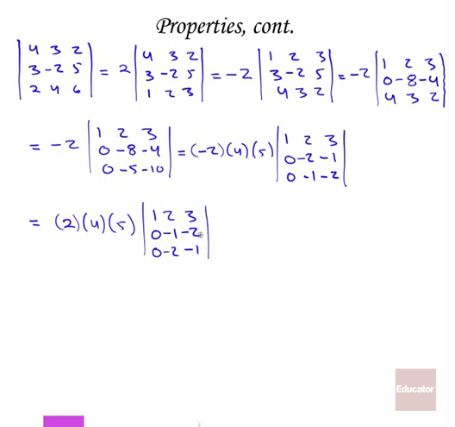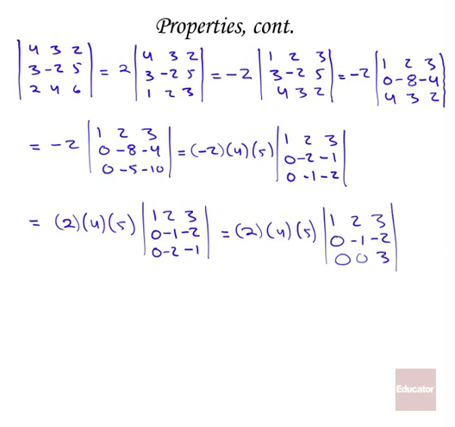Now, I'm going to multiply this second row by +2, add it to this one to get rid of this -2. Okay, and when I do that, I get 2 times 4 times 5, 1, 2, 3, 0, -1, -2, 0, 0, 3. Now I have an upper triangular matrix, with zeros below the entries along the main diagonal.